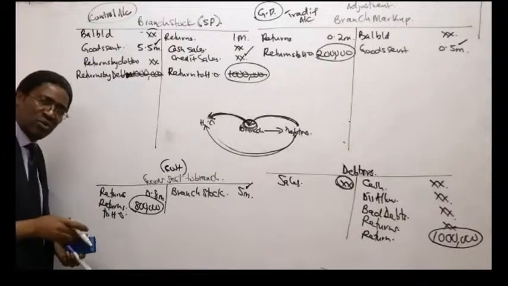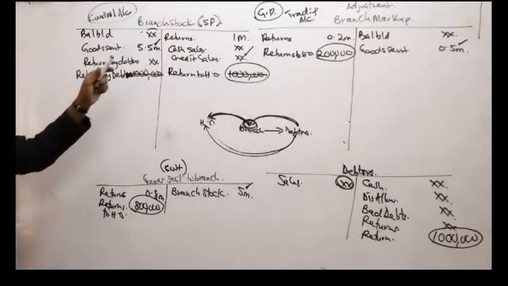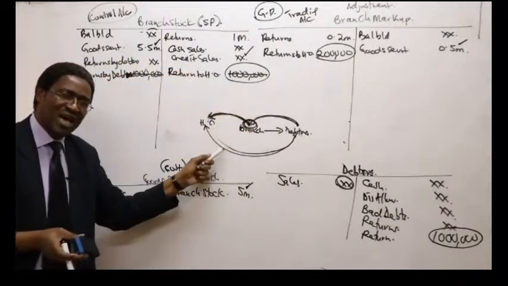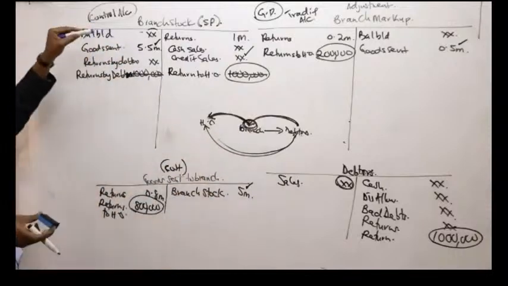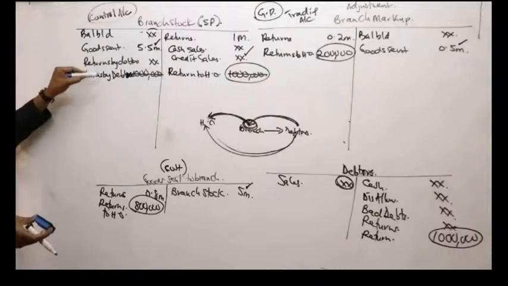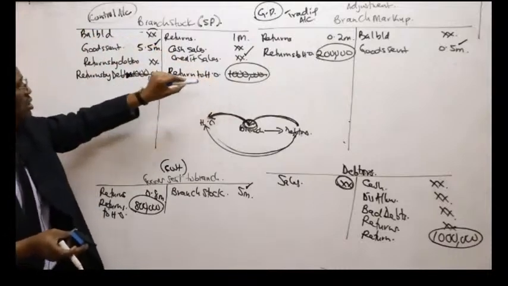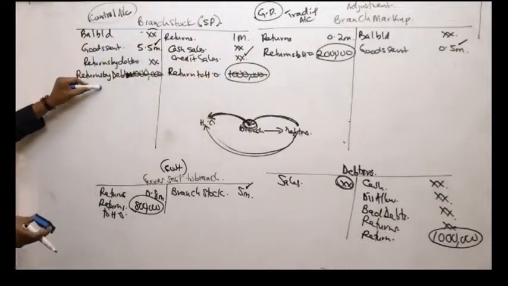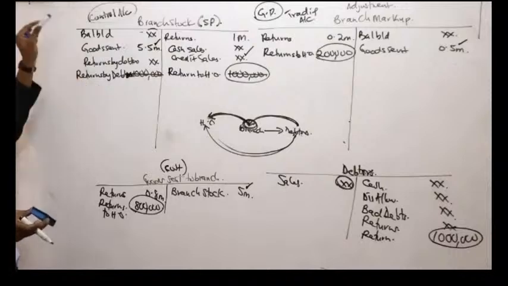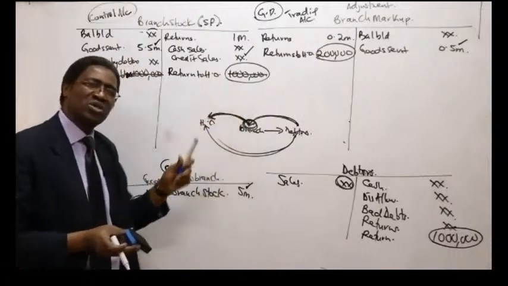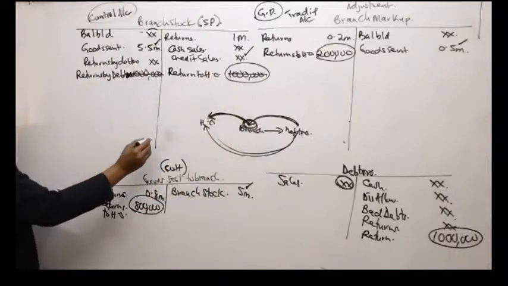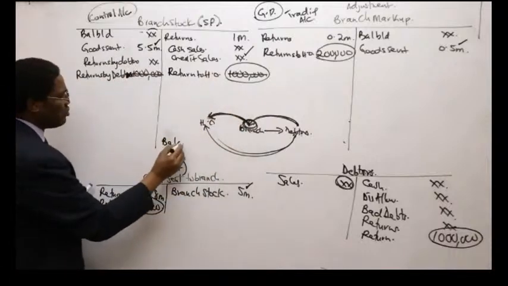Therefore, when we record this transaction twice, effectively it has no effect on the branch stock account. Why? Because we are debiting branch stock with the same amount of 1 million, and we are crediting branch stock with the same amount of 1 million. So it will not have any effect on the balance that we shall carry down here.